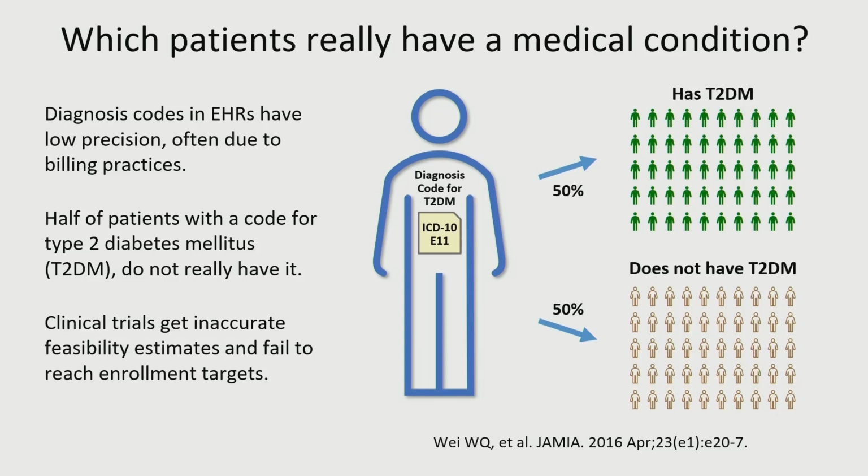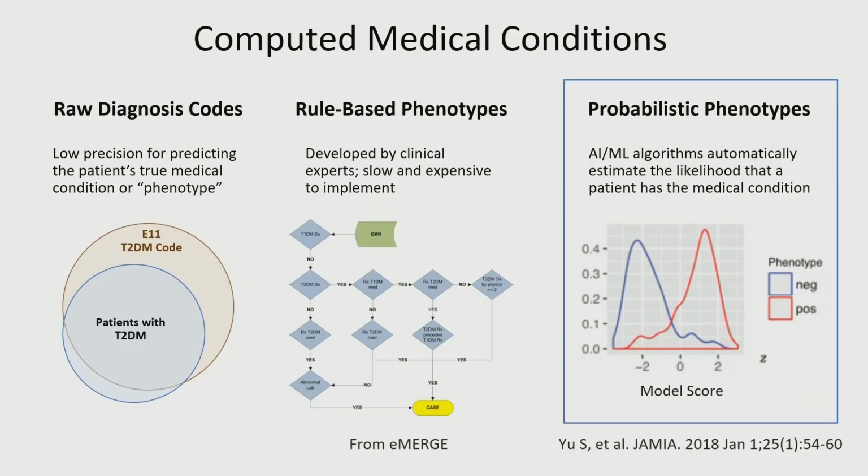This has an impact, for example, when you're looking at clinical trial feasibility, and you may think there's a large cohort of patients who match your study criteria, but a lot of those patients have sort of fake codes and you may end up not reaching those targets. So to address these, we generate something called computed medical conditions. The raw diagnosis codes have low precision. Not all the patients with those codes have the disease.